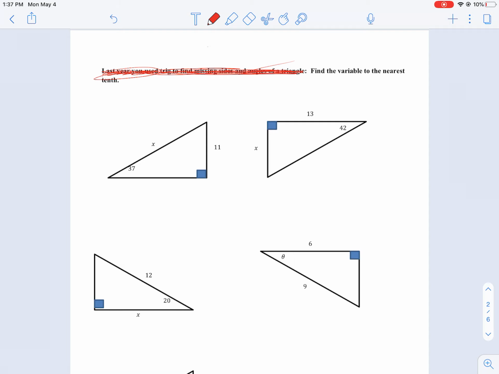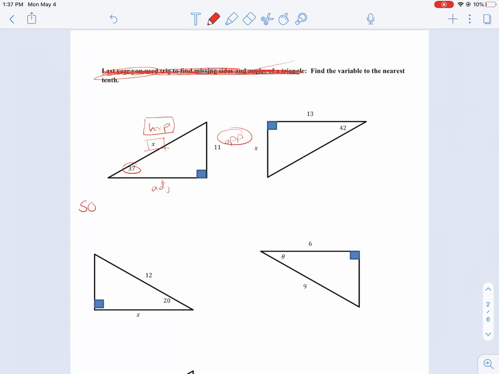So, in this case, they give us our angle measure, which is 37. This is our hypotenuse. This is our opposite. And this is our adjacent. So in order to find this value right here, we have to use the particular function that involves our hypotenuse and our opposite. Okay, so let's think about this.